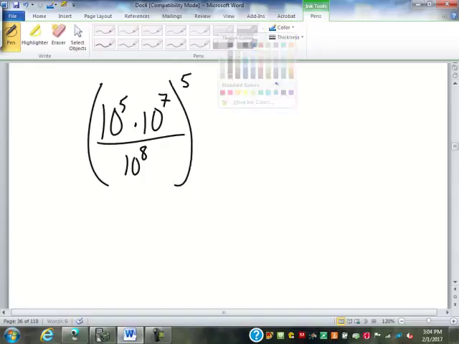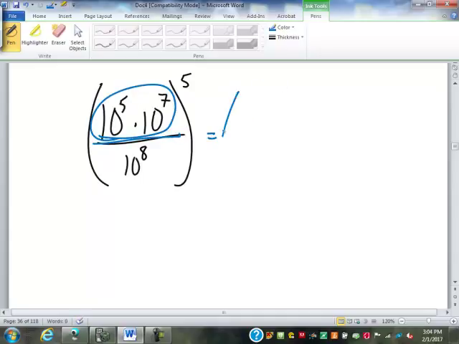So for this one, I'm adding that power in now on the outside there. I have to do everything inside the parentheses first. The fraction bar says I've got to do everything on top first. 10 to the 5th times 10 to the 7th is what? 10 to the 12th.